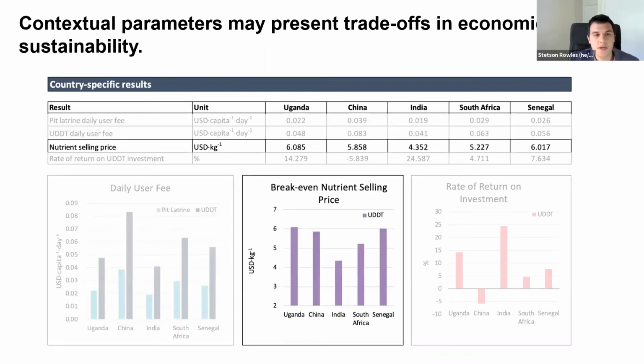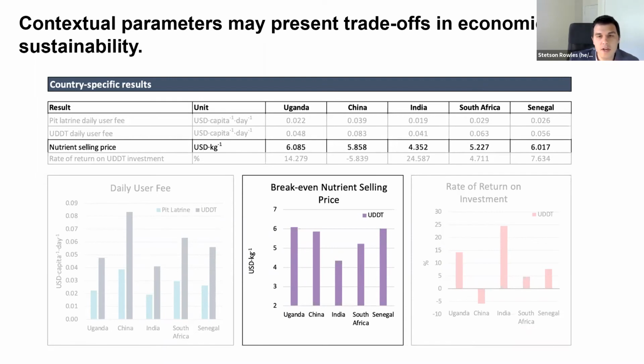Now, the next result that we looked at for this country-specific analysis was the break-even nutrient selling price for the UDDTs. Again, the countries are listed at the bottom, and then the price per kilogram of nutrients is listed along the ordinate there. And again, India has the lowest break-even price, while in this example, Senegal and Uganda have the highest, but not far behind is China and then South Africa.